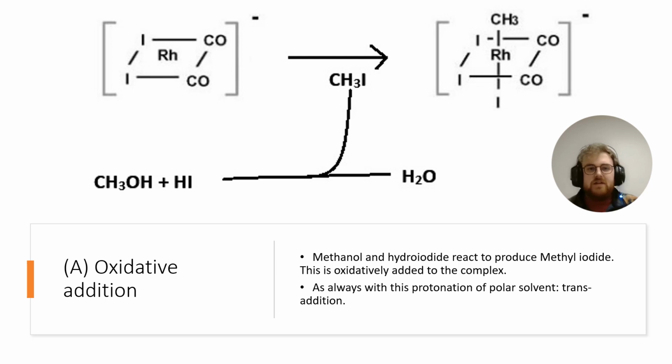So this first step is oxidative addition. And on the left-hand side, we have that starting form. As previously shown, the initial reactants are methanol and hydroiodide. They actually react to produce methyl iodide, which is oxidatively added to the complex. This is synonymous with the mechanism of protonation of a polar solvent, and the result is the transition of the methyl group and the iodide in the transition to each other.